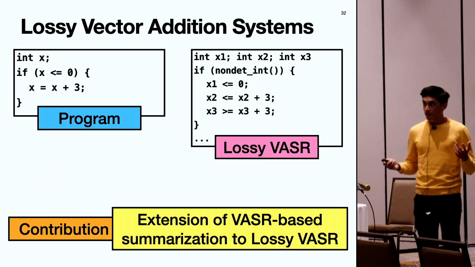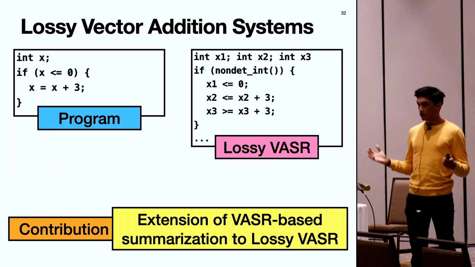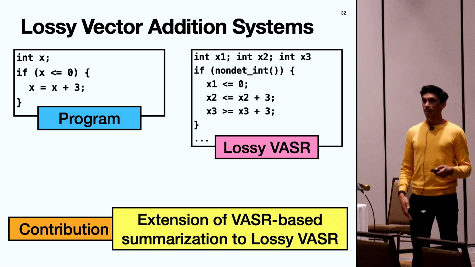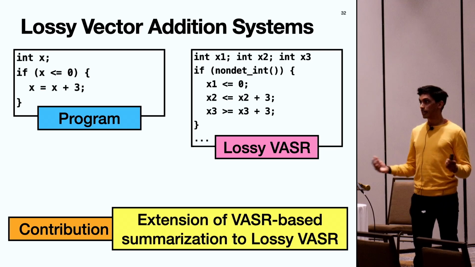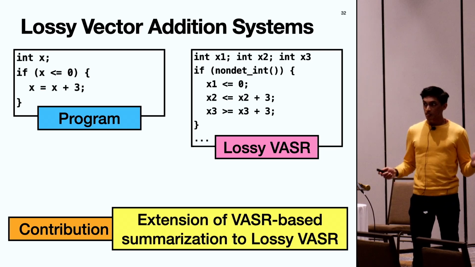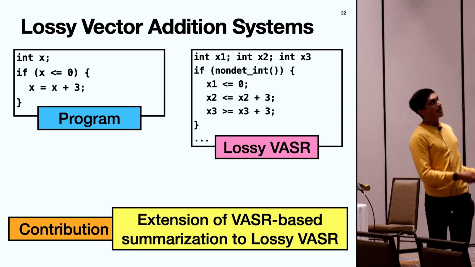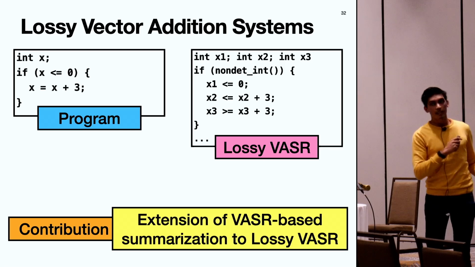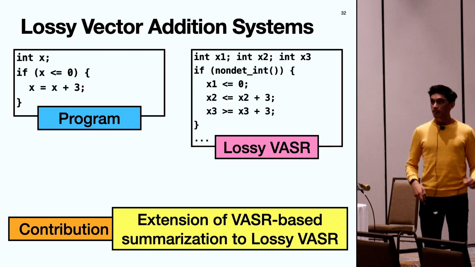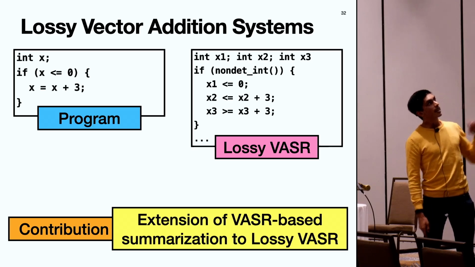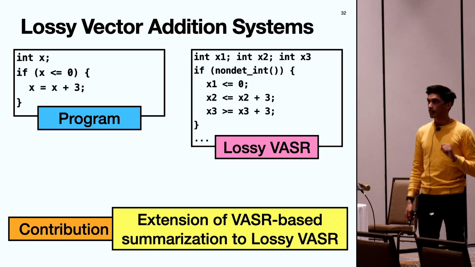Now, I've presented everything here in terms of VASR, but this also works in terms of lossy VASR, which is a relaxation of VASR to inequalities. Lossy VASR is better than VASR because every VASR assignment can be viewed as a less than or equal to and a greater than or equal to. And the lossy VASR can abstract additional information about the program, like the fact that x is less than or equal to 0, that the VASR cannot.